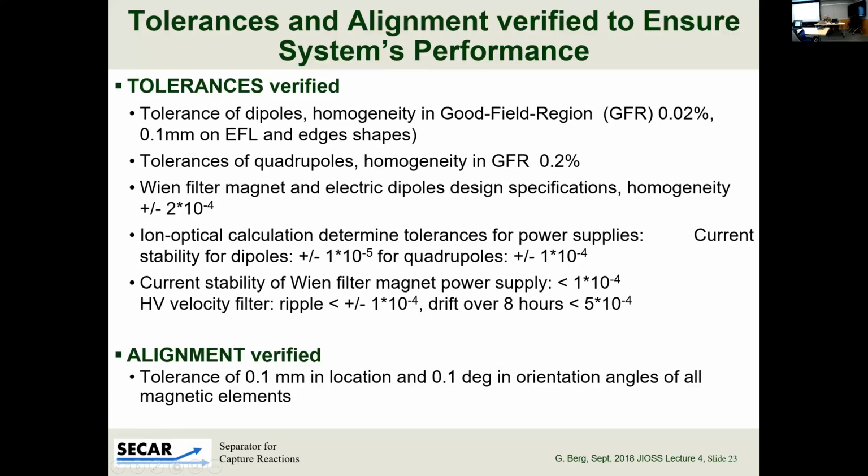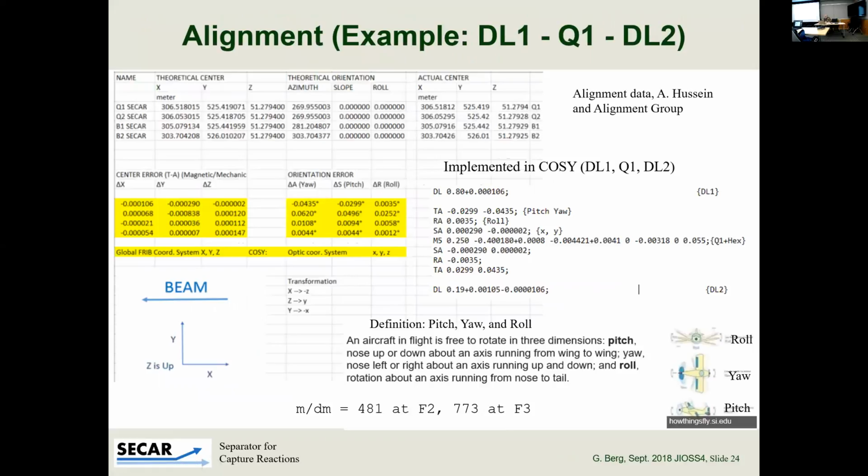Alignment was verified. This shows the alignment. I don't go into detail, but they aligned it and then they gave us parameters, offsets of the center of the quadrupoles and the orientation. The magnets are not perfectly orientated, so they have what's called a roll, yaw, pitch. If you're in an airplane, the wings go left or right, and that's called roll. If the airplane makes this, that's called yaw, and the pitch is up and down.